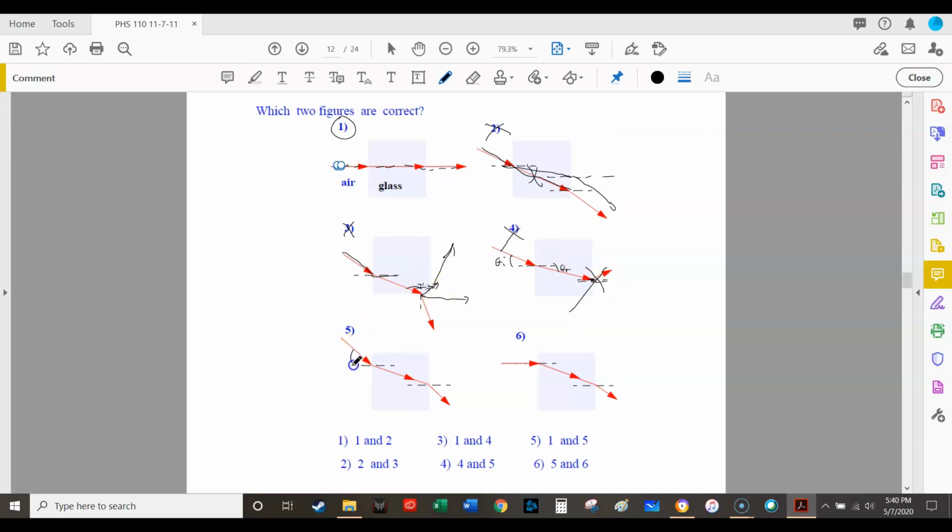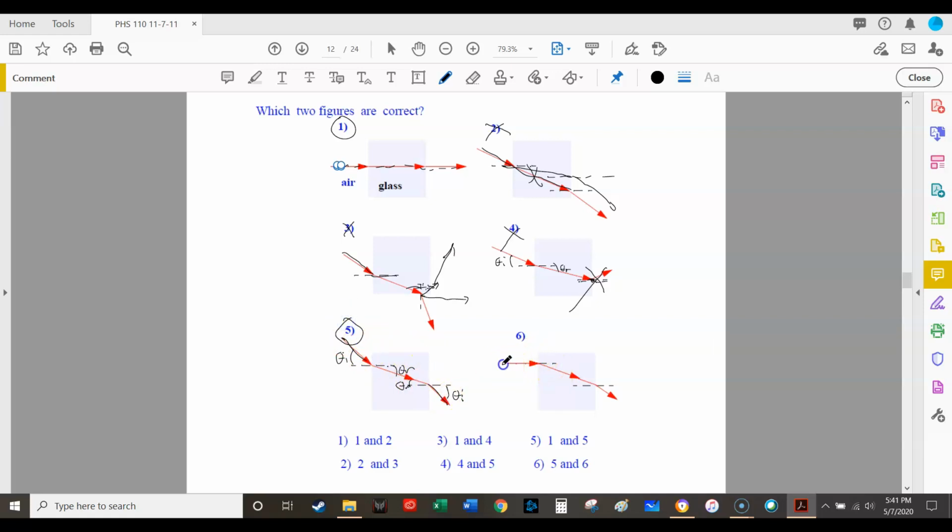Number 5 is showing a nice big angle in the beginning, and then when it slows down, it bends towards the normal. And then this angle looks like it's the same as this angle, so that's good. And then it seems to be bending away from the normal again. It looks like this angle is probably the same size as this angle, so this line is probably going to be parallel to this line. So that looks like it's drawn correct.